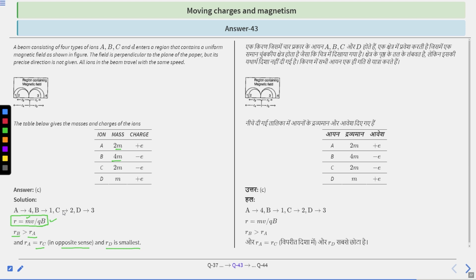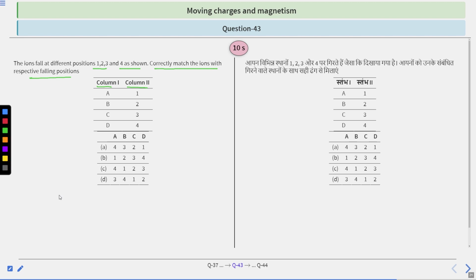So the correct option is C. A matches with 4, B matches with 1, C matches with 2, and D matches with 3. Clear? So the correct answer is option C. Option C is correct.